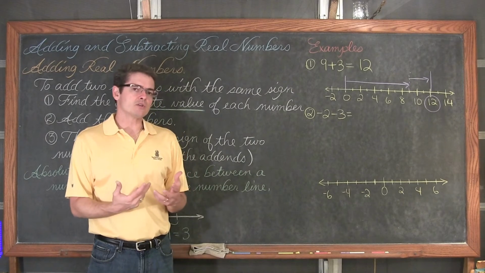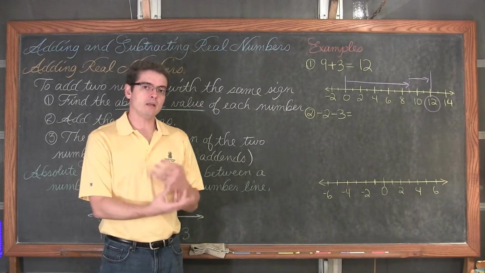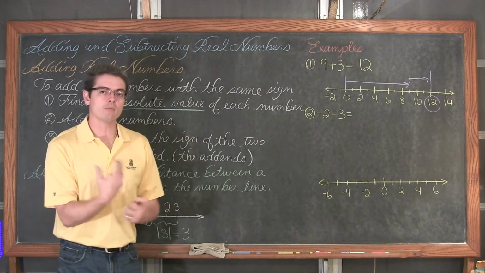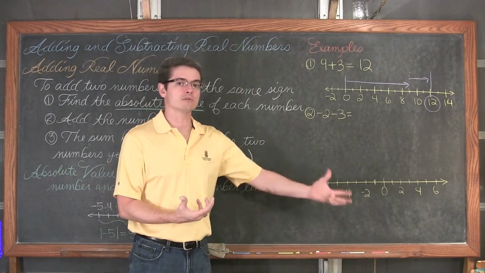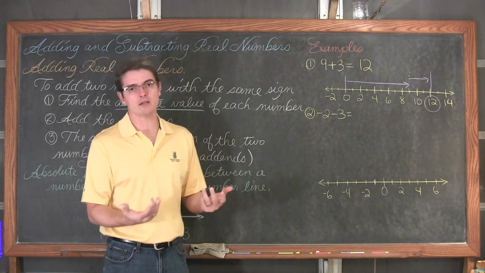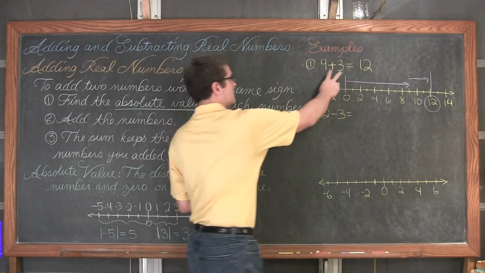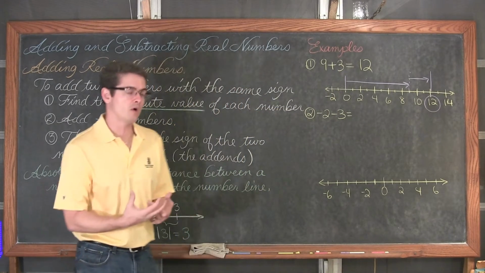You can also think of addition again, if you want to talk about money, as money coming in. It's more money in your pocket. So if I have $0 and somebody gives me $9, well then I have $9. If someone then gives me an additional $3, now I have a total of 12.